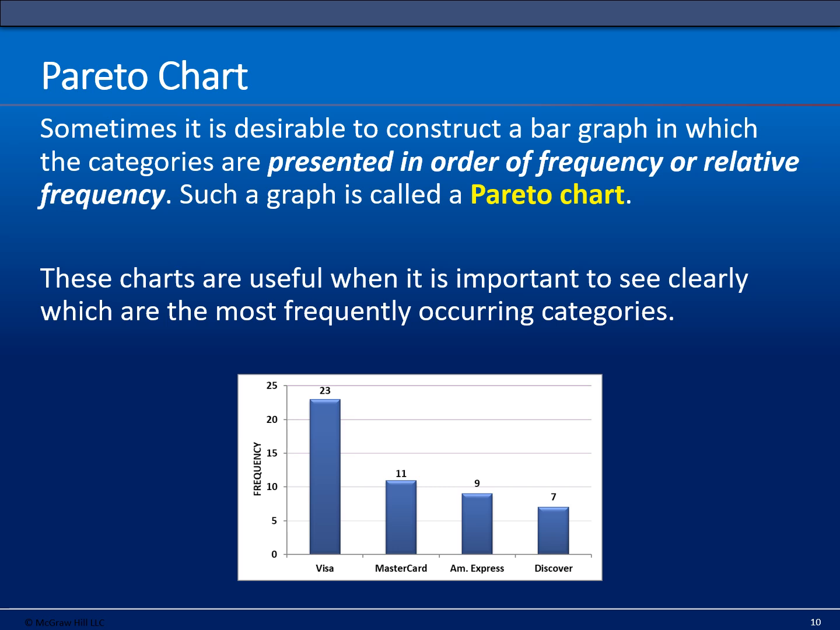This one says that these charts are useful when it's important to see clearly which are the most frequently occurring categories, and possibly this is even more important if the numbers are closer together.